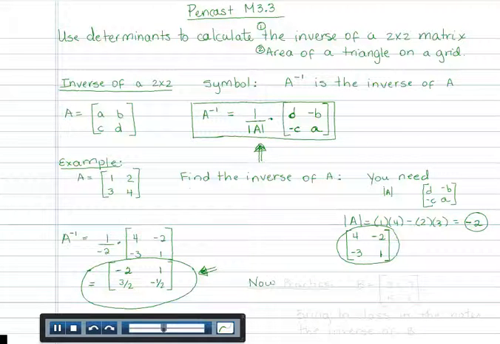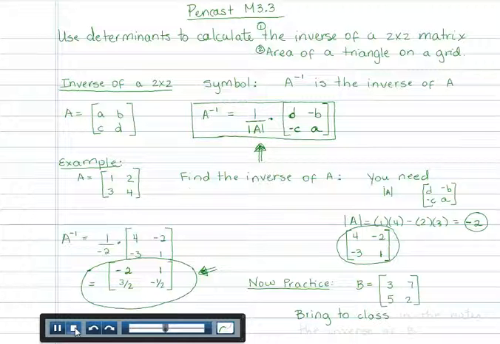Now you practice. B is 3, 7, 5, 2. Bring to class in your notes the inverse of B. Okay? We're going to discuss it in class.